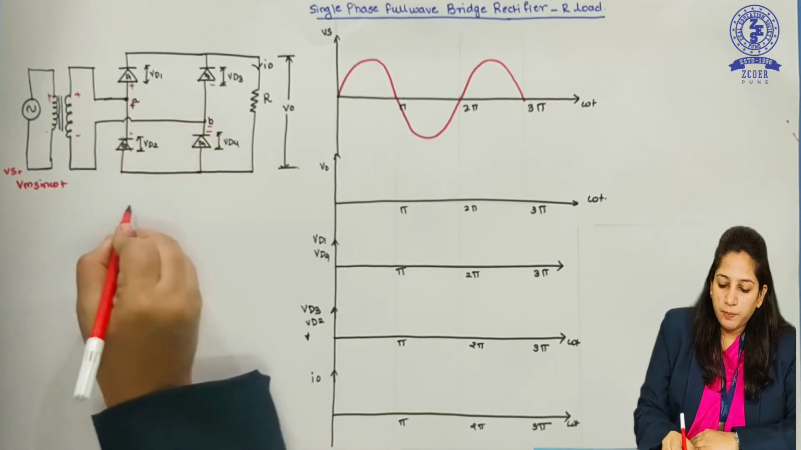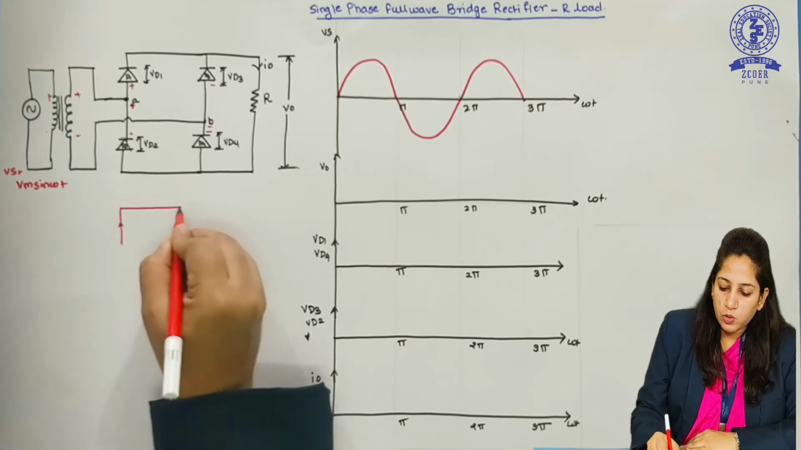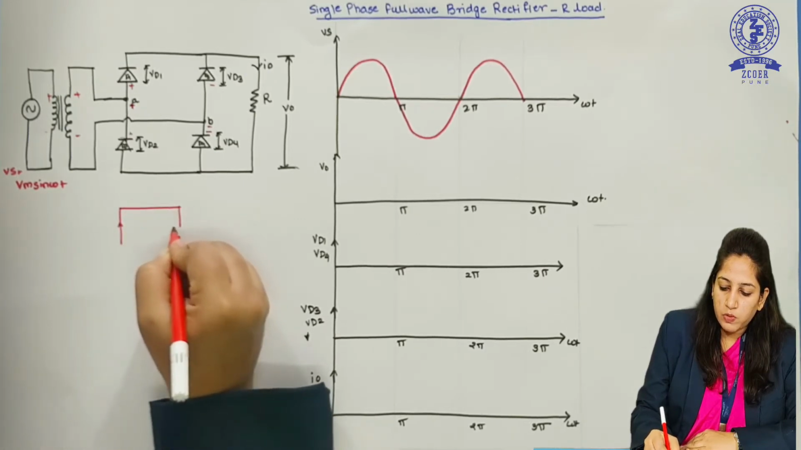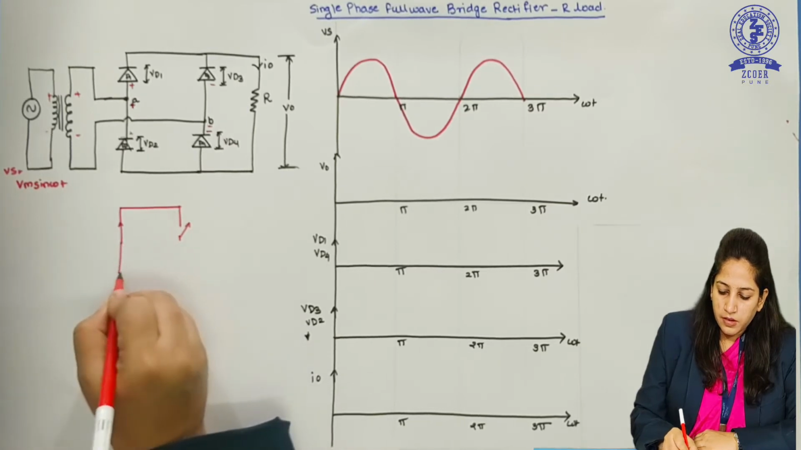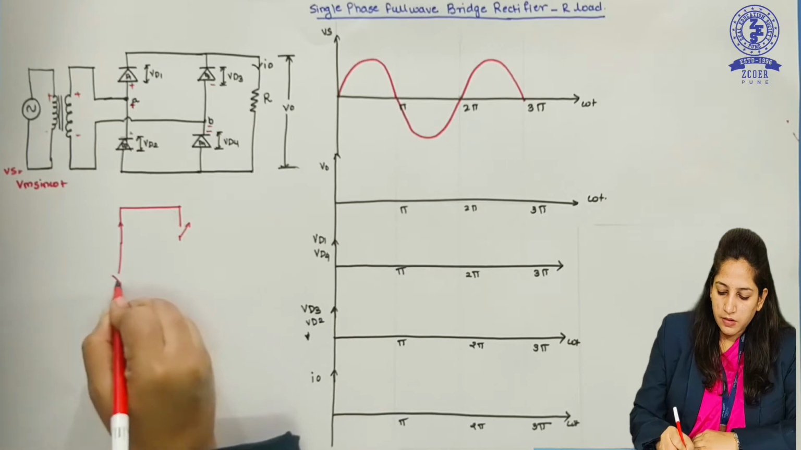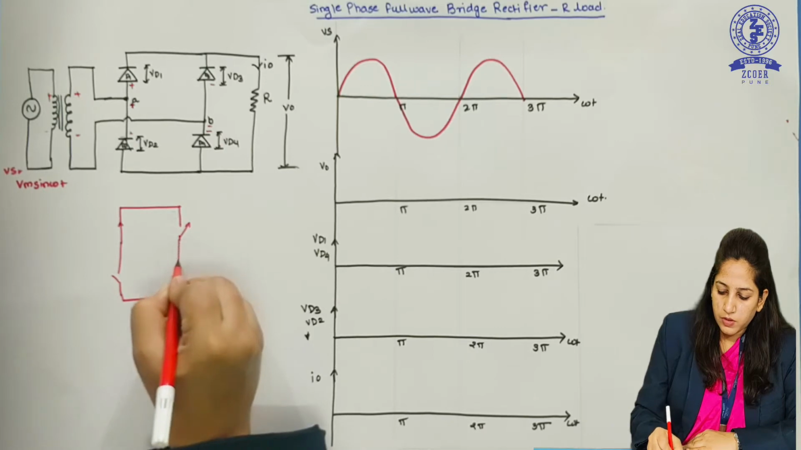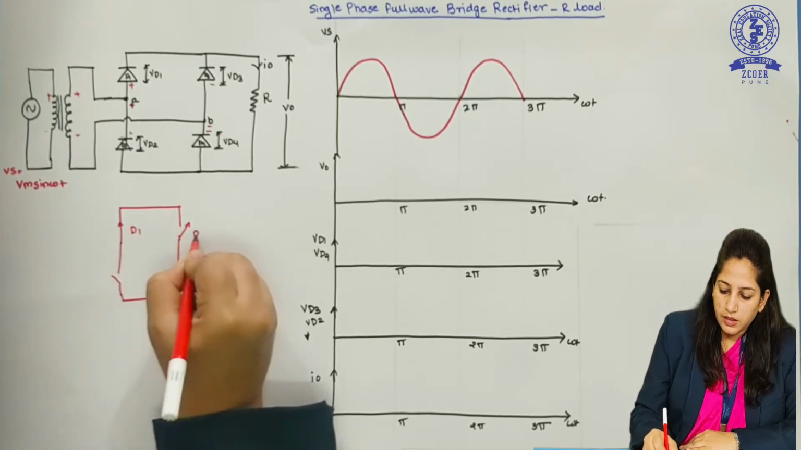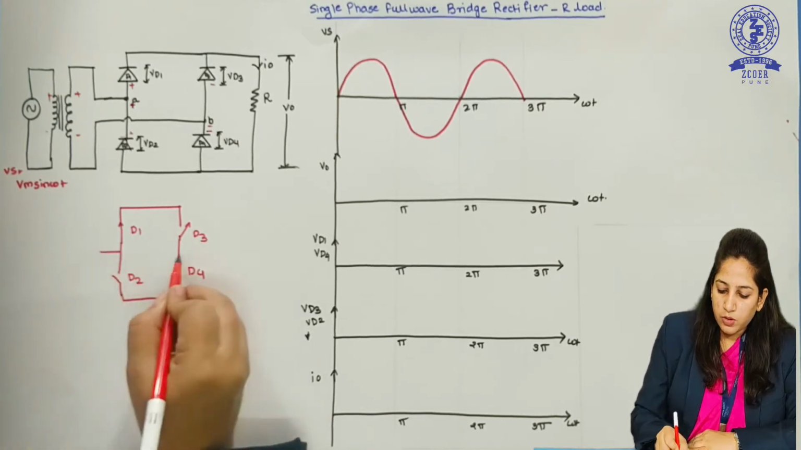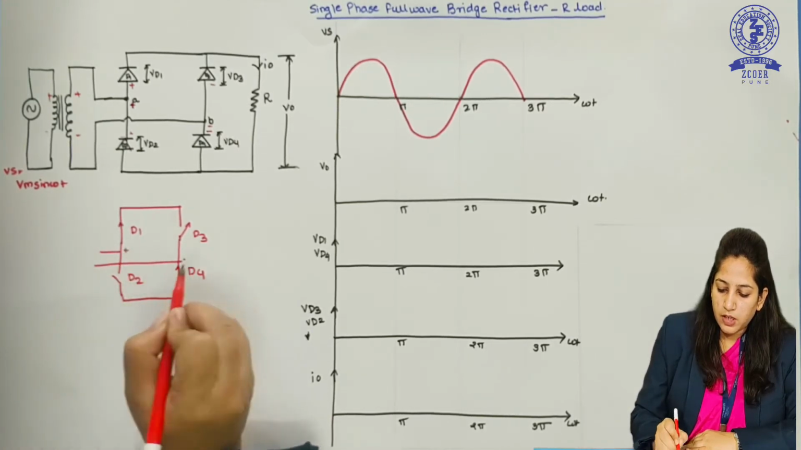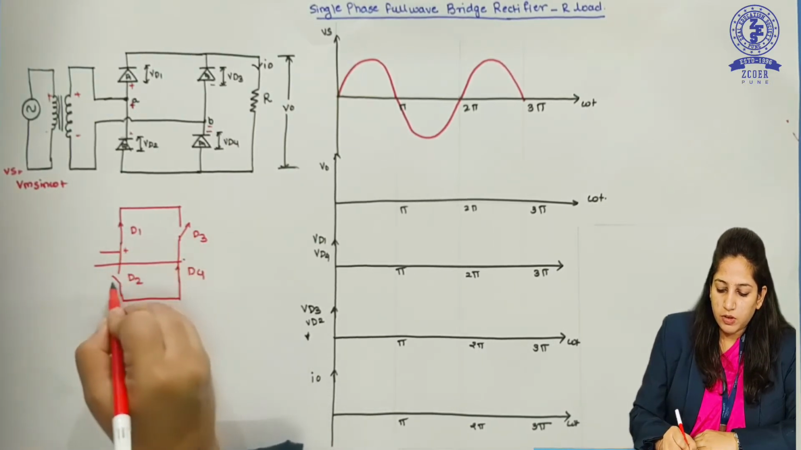If I will draw this circuit, I will just draw a rough sketch of it. So this will act as an open switch D3, and this will act as a closed switch. So this is D1, D3, D4 and D2. So as I have told, here is more positive, negative. So this will conduct, this will remain open, this will conduct, this will remain open.